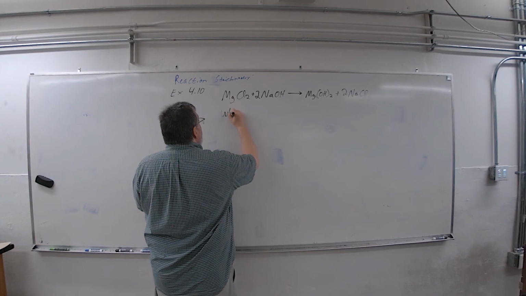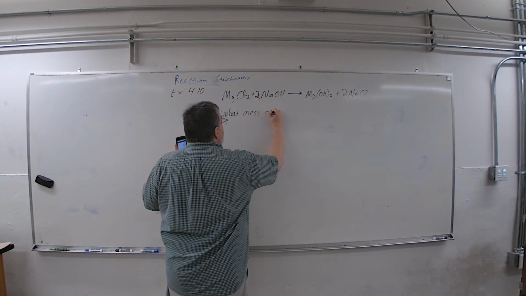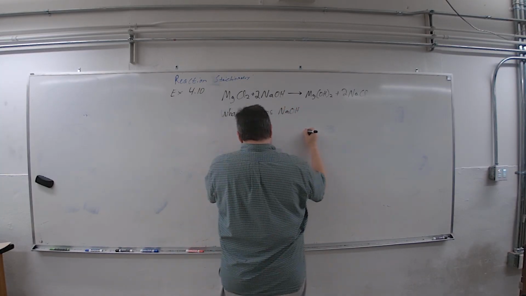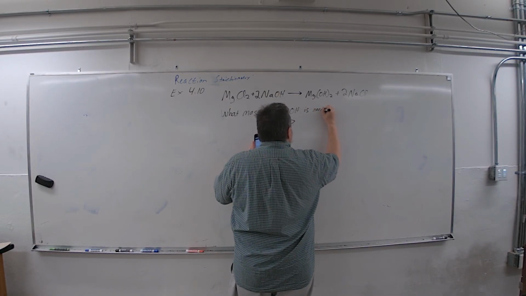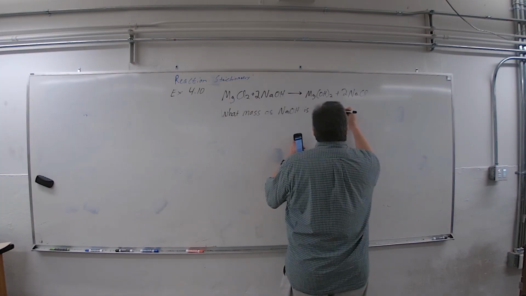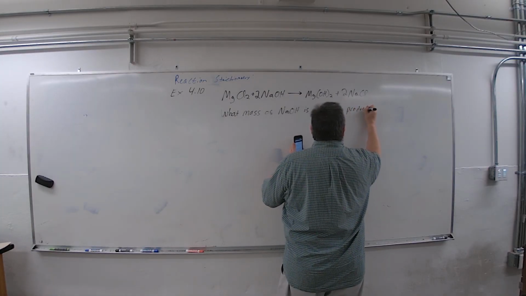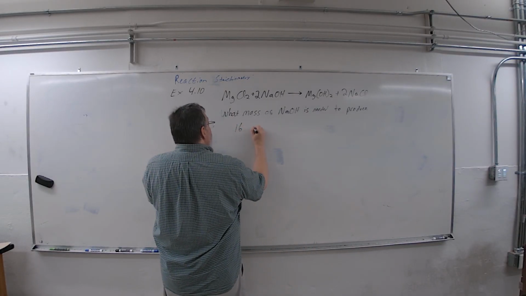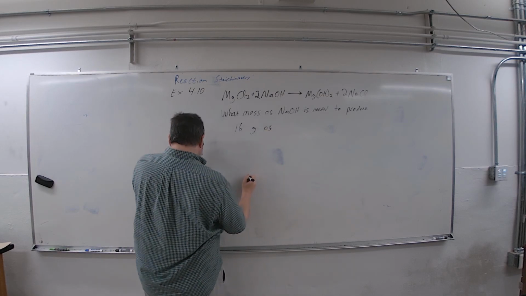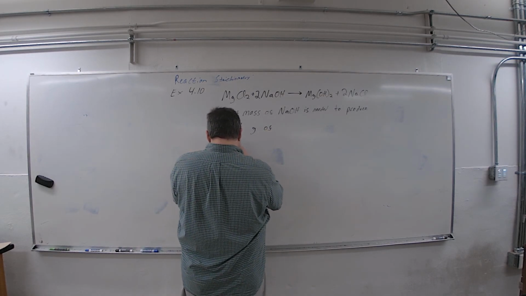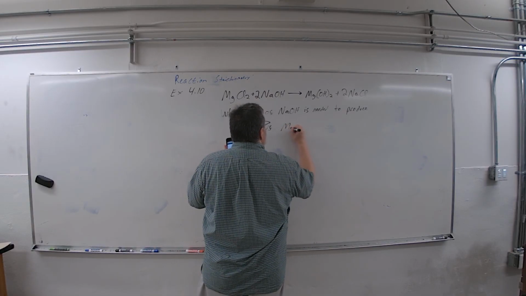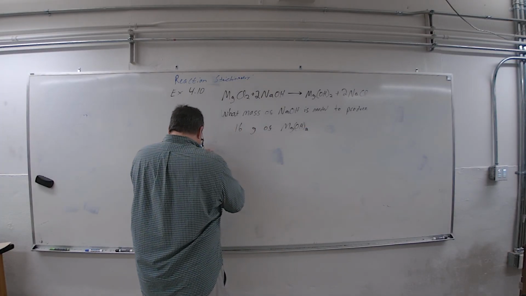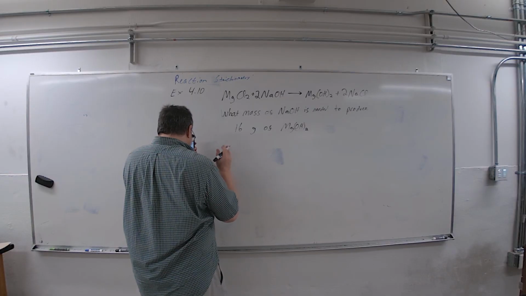Now, what mass of NaOH is needed to produce 16 grams of Mg(OH)2? There's a typo in there. They got a bracket in there for no reason.